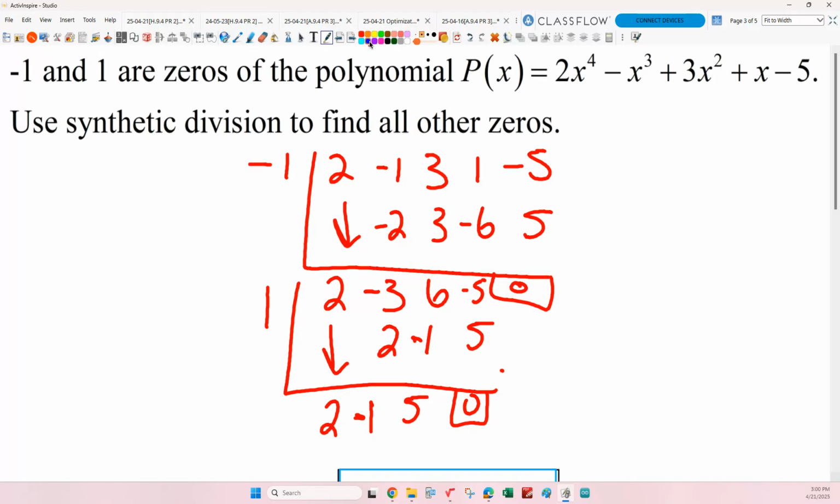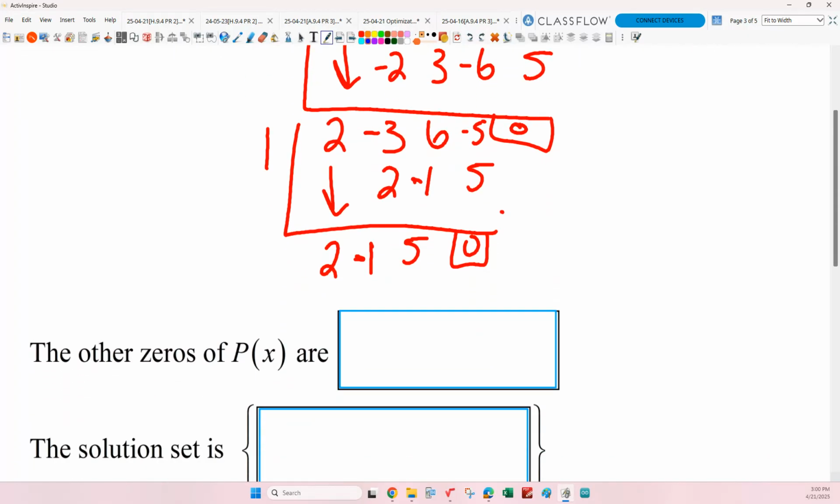So I've used those 2 zeros. So now I have a quadratic, right? And you guys know a lot of different ways to solve those. So how would I rewrite that first off? Okay. 2x squared minus x plus 5 equals 0. Okay. What are some ways that we can factor that? We can't isolate x. Are there magic numbers that work? No. So what do we fall back on?